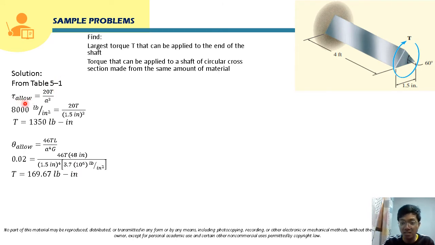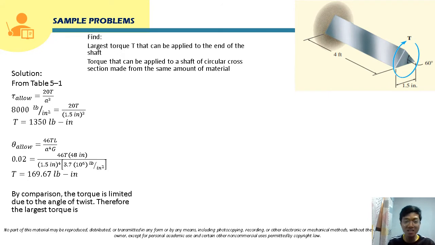For this instance, the torque is limited due to the angle of twist. Therefore, the largest allowable torque that can be applied to this shaft is 169.67 pound inch.